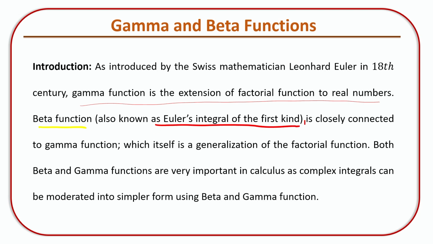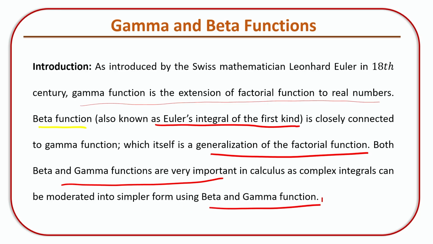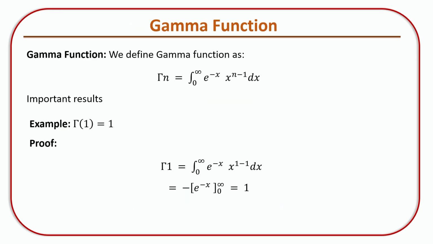Beta function, the Euler integral of the first kind, is closely connected to the gamma function, which itself is a generalization of the factorial function, right. Both beta and gamma functions are very important in calculus, as complex integrals can be converted into simpler form using beta and gamma functions. So, now we have a definition of the gamma function.